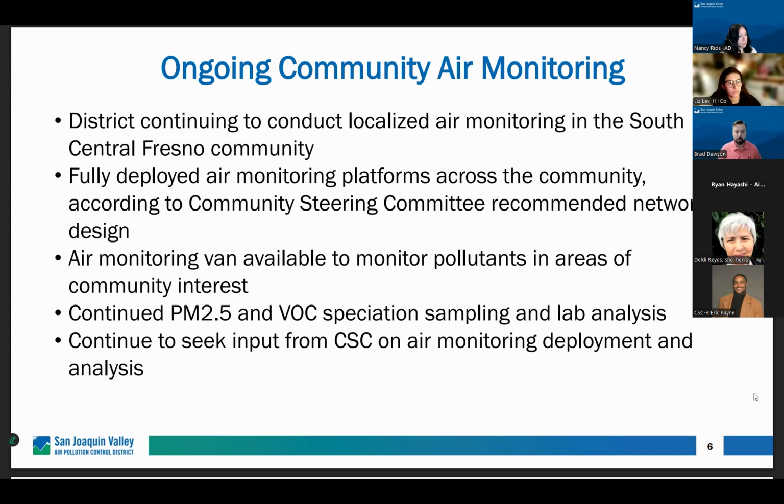And we always seek input from the CSC on our air monitoring deployment and analysis. And again, this isn't a bullet point, but I'll just highlight it again. All of our data is shared on the community's webpage too. So you can go onto that webpage and see up to the latest hour what the air is in your community.